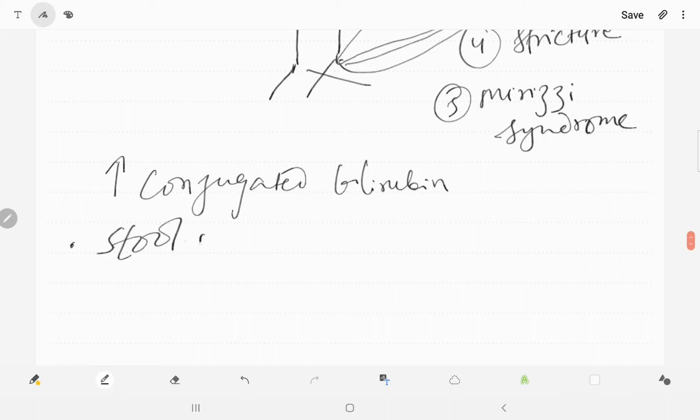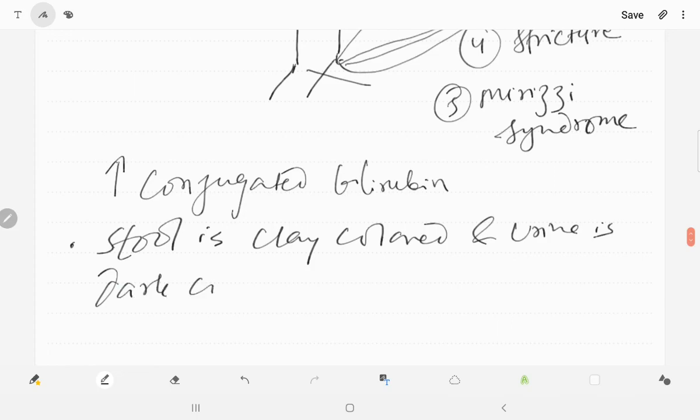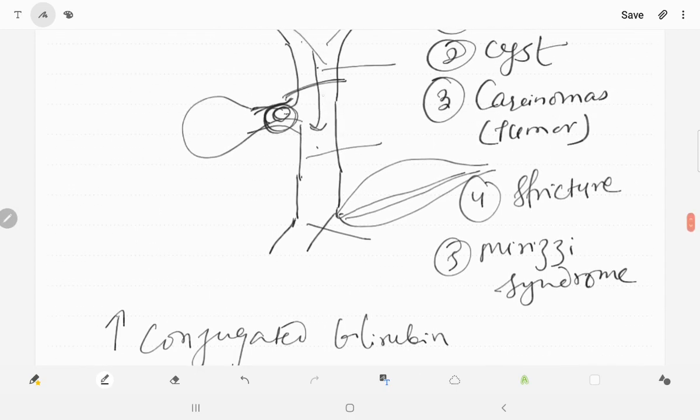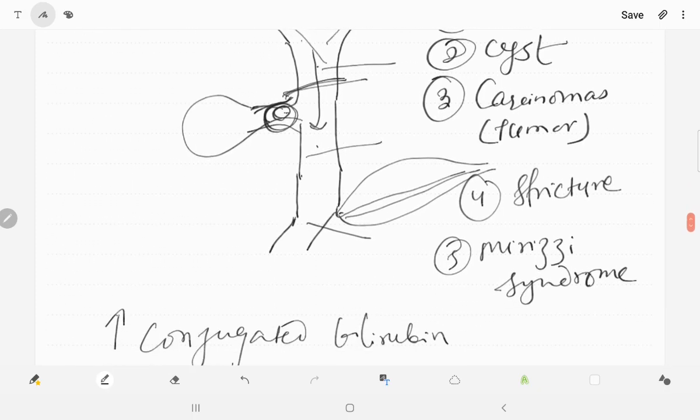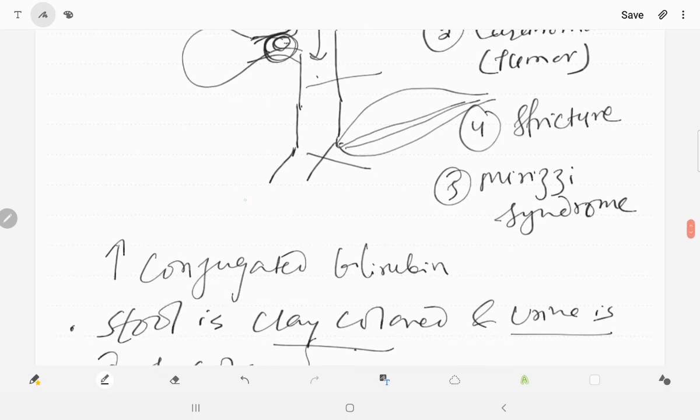Here stool is clay color and urine is dark color. Urine is dark color here because of excessive conjugated bilirubin going into circulation and then filtering through kidney. However, stool is clay color because due to this obstruction, this conjugated bilirubin was not able to go into intestine and gives feces its color, which is the role of stercobilin, a product formed from bilirubin.